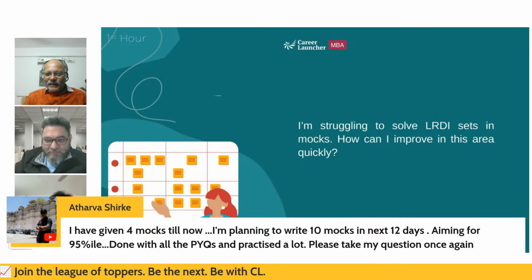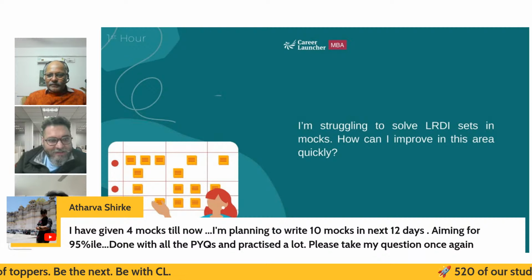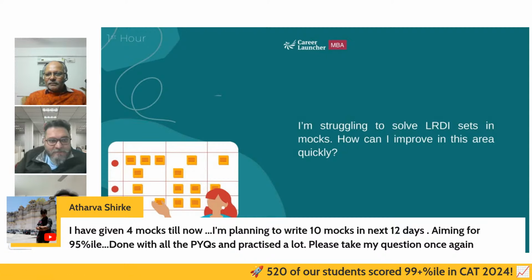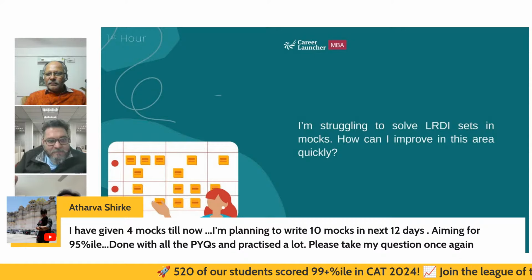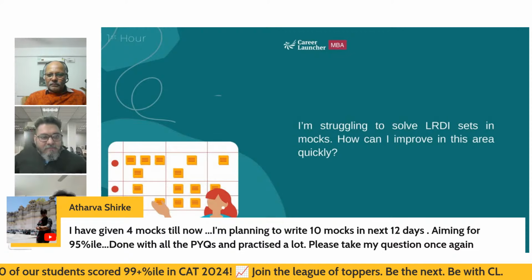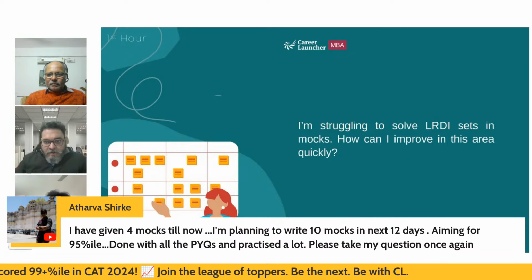Yeah. Okay. You need some help. You don't feel bad about it that you have done only 4. Think about what it is that you need to achieve. You said your aim is 95 percentile. That's absolutely brilliant. 95, 98 percentile also you can get, provided you do something very smart.